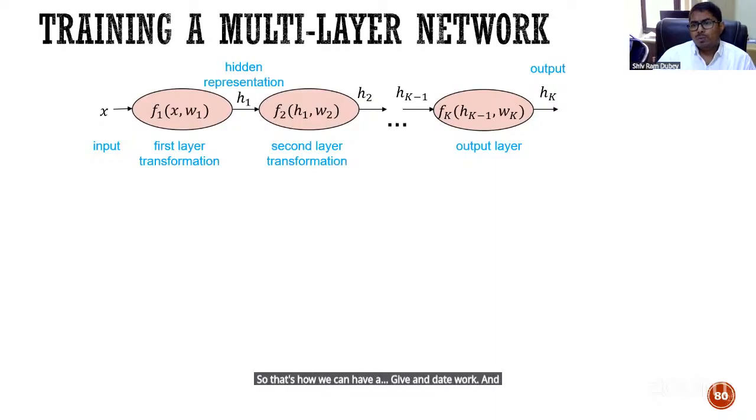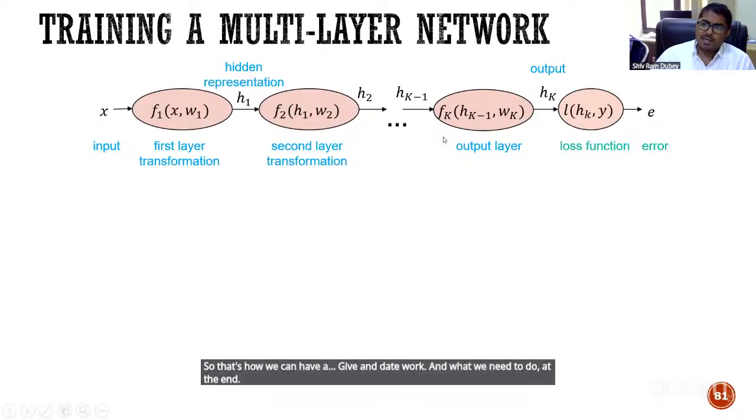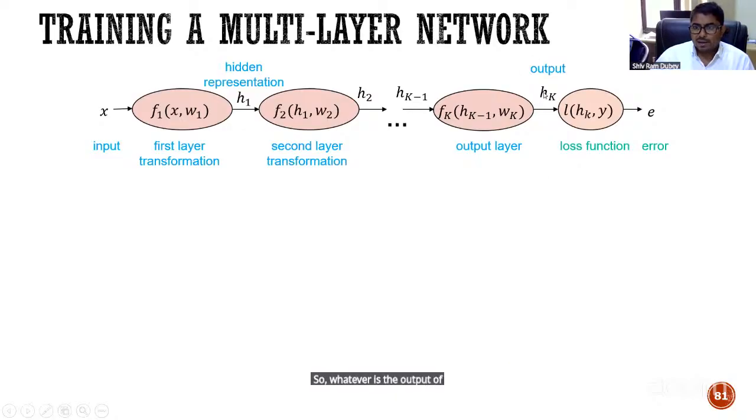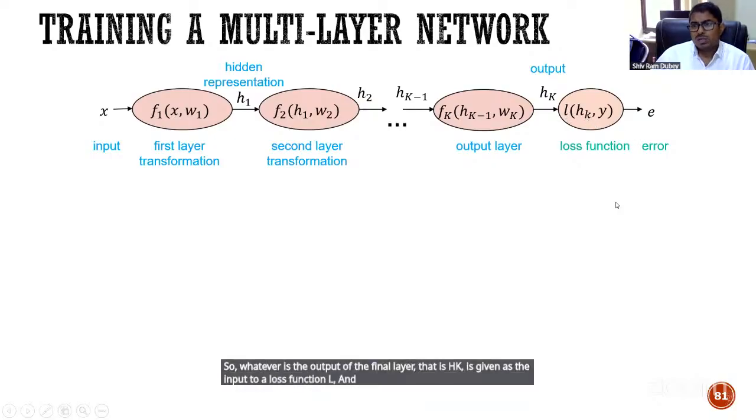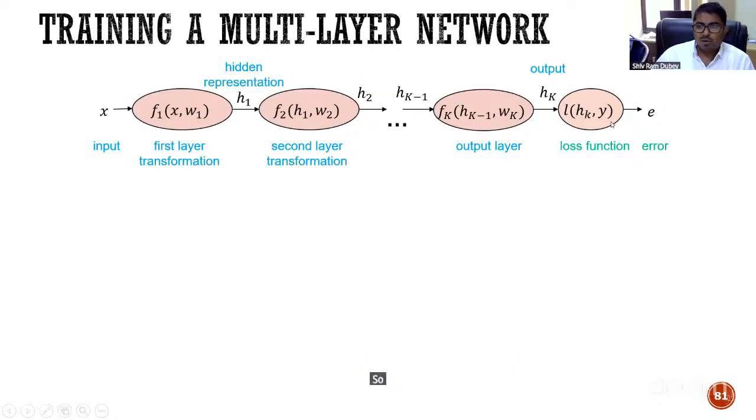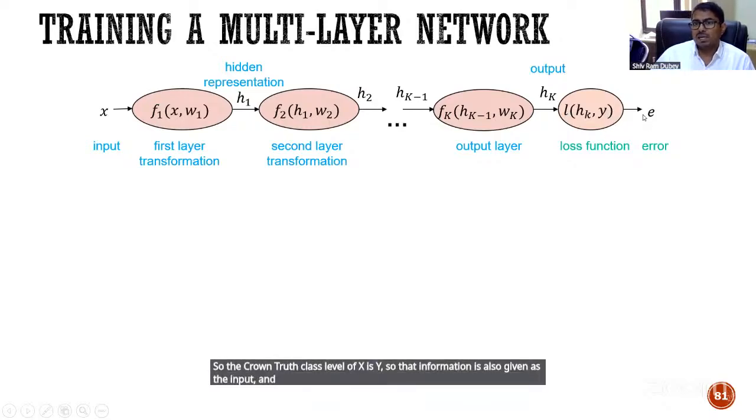And what we need to do at the end is add a loss function. Whatever is the output of the final layer, that is hk, is given as the input to a loss function L. The loss function also requires the ground truth class label of x. So the ground truth class label of x is y. That information is also given as input, and that will give us the final error value.